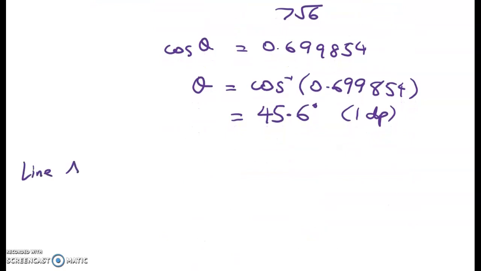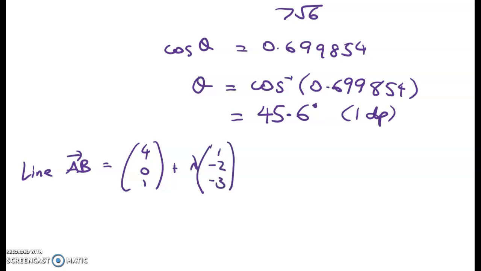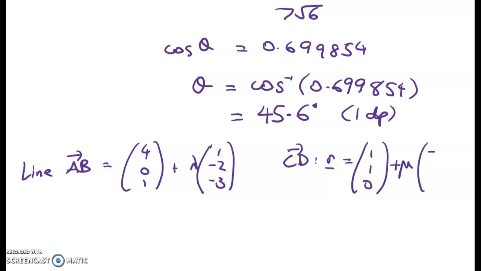So my first step here is to say line AB has equation (4, 0, 1) plus lambda (1, -2, -3). And line CD has equation (1, 1, 0), and I've used the parameter mu, plus mu (-2, -1, -4).